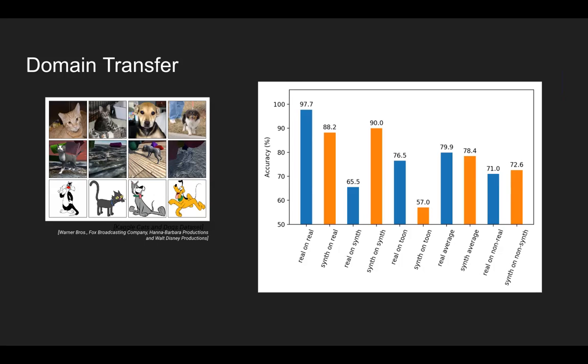Overall, the model trained on synthetic data outperformed the one trained on real data on average out of domain, as can be seen in the final two bars on the right.